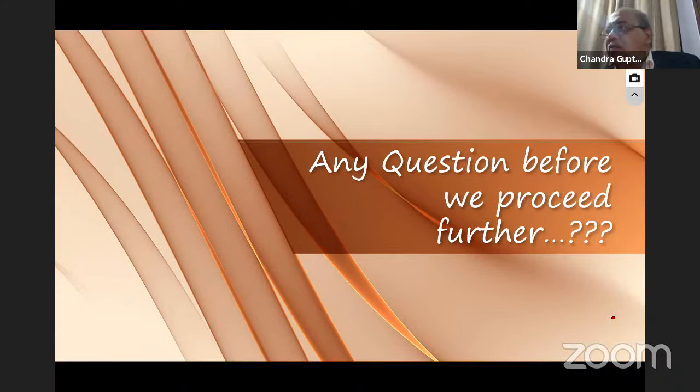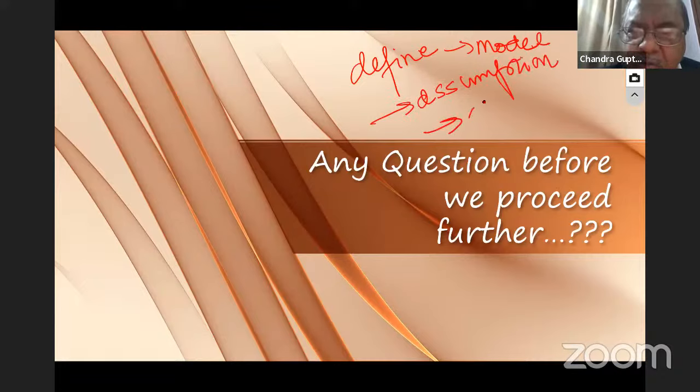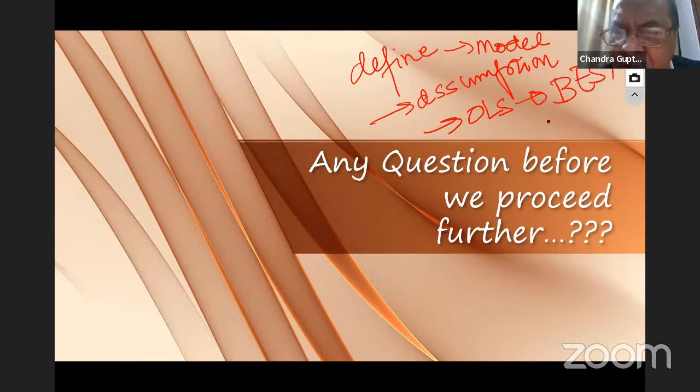Any question before we go ahead? We define the model. We define the assumptions. And the method of estimation is OLS, the ordinary least squares method. We use this method because it is the best method and its estimates are called BLUE estimates.